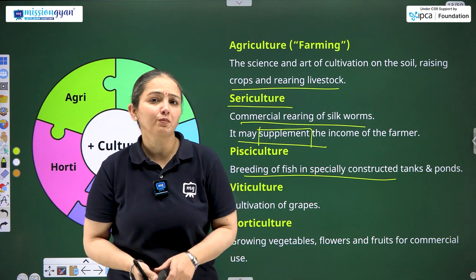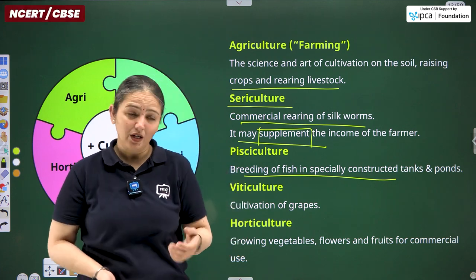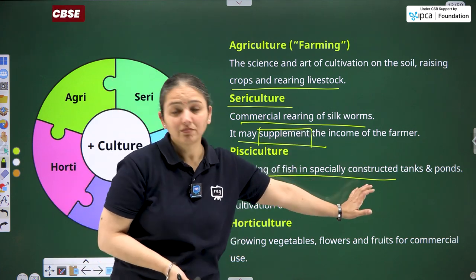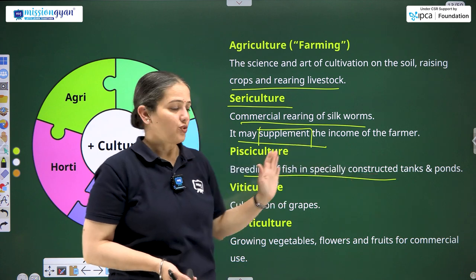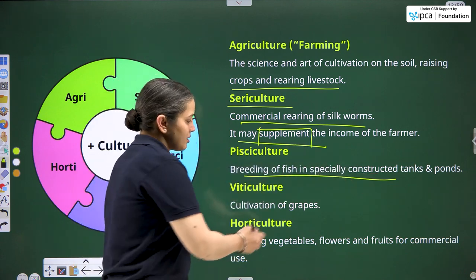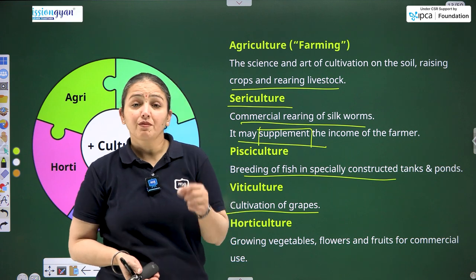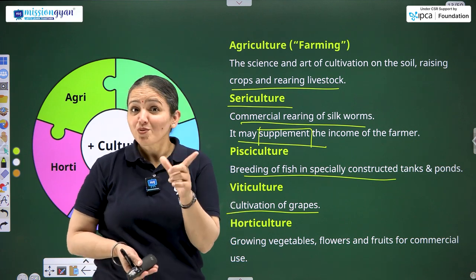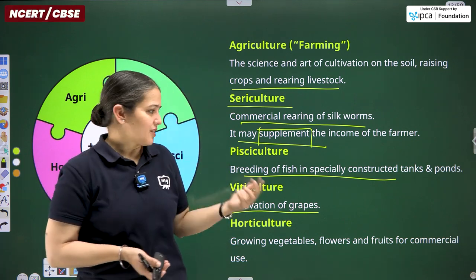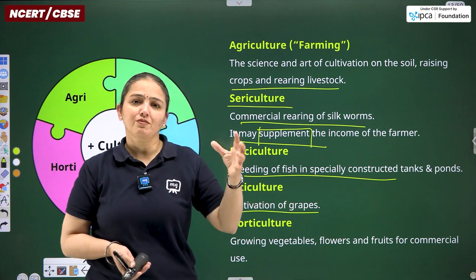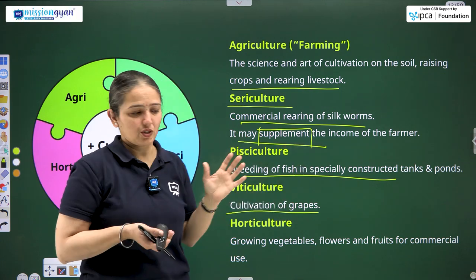Not to be referred to as a pond, because ponds do occur naturally as well, but tanks don't. So the word tank is used. What is viticulture? In this, cultivation of grapes is done, and from grapes various types of things are manufactured. You might have heard about the term kishmish, a dry fruit.